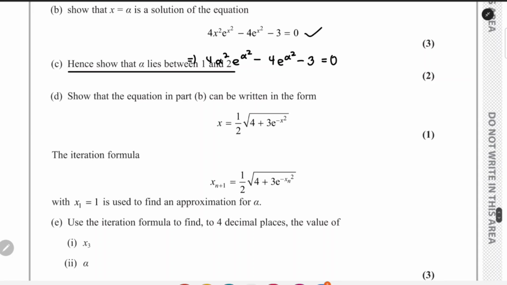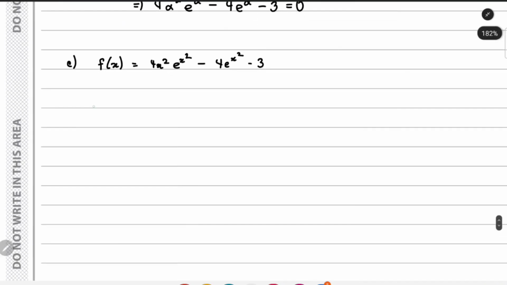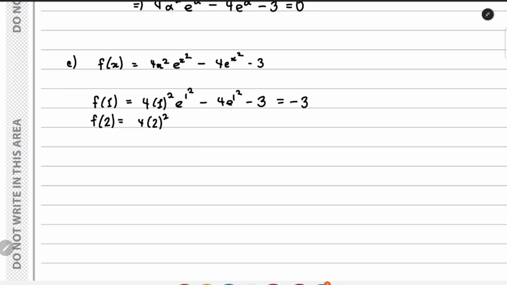We have to show that alpha lies between 1 and 2. To do that, we'll just write down f of x is 4x square e to the power x square minus 4 e to the power x square minus 3. Now if x is 1, we'll just put 1 over here, so 4 times 1 square e to the power 1 square minus 4 times e to the power 1 square minus 3. This will come out to be minus 3. And f of 2 is 4 times 2 square e to the power 2 square minus 4 times e to the power 2 square minus 3. This comes out to be positive 652.177. We just need the sign over here, so I can take it to 3SF only.